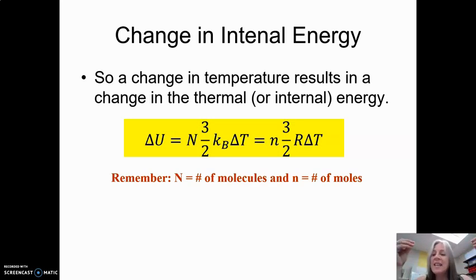But this is not heat. It's not heat. We're going to talk about heat when you get into class, because heat you mess up in your brain all the time. This is the change in internal energy that's related to changes in temperature.